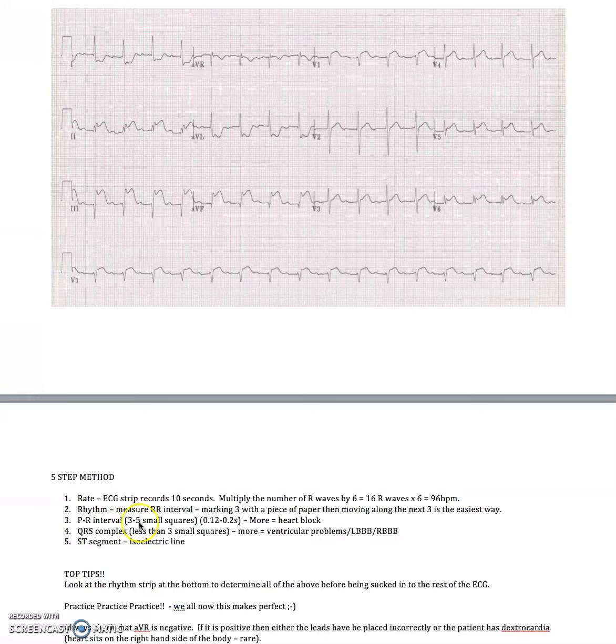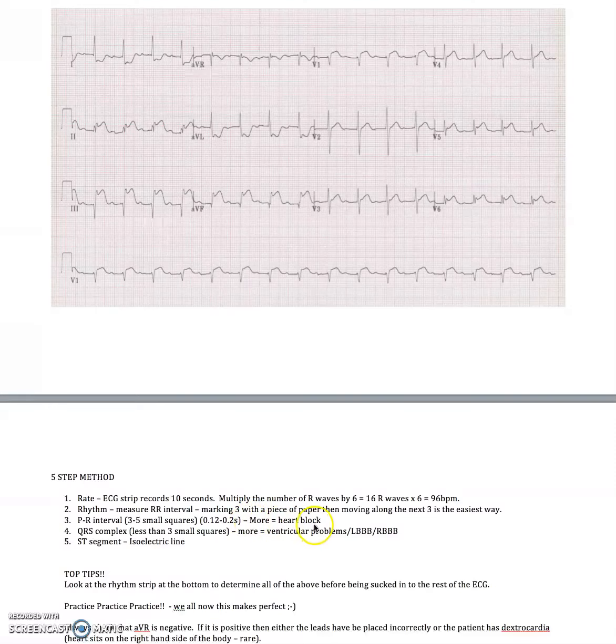The normal PR interval is 3 to 5 small squares, and each small square measures 0.04 of a second. So 3 of those is basically 0.04 times 3. 4 times 3 is 12. So that works out to be 0.12 to 0.2 seconds. These questions often come up on exams.